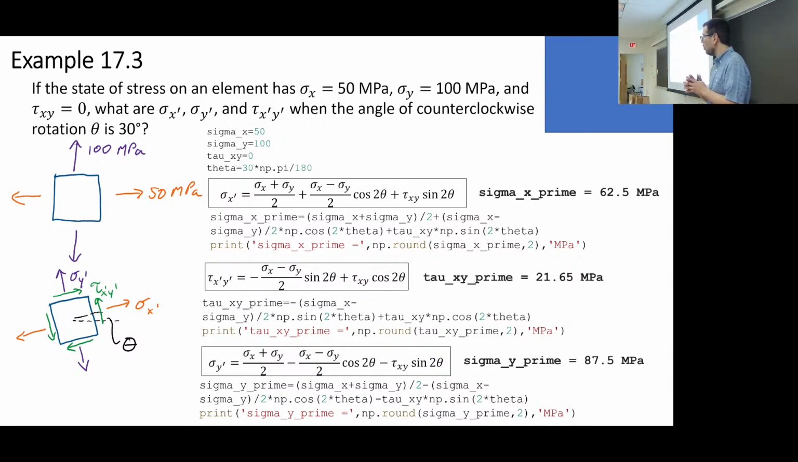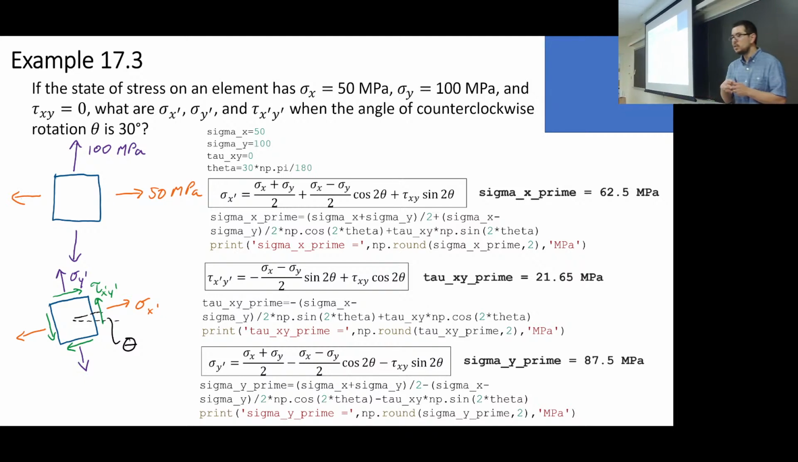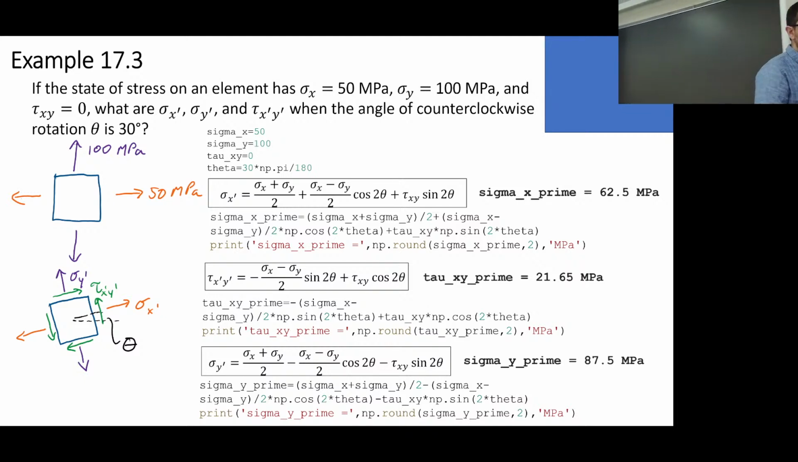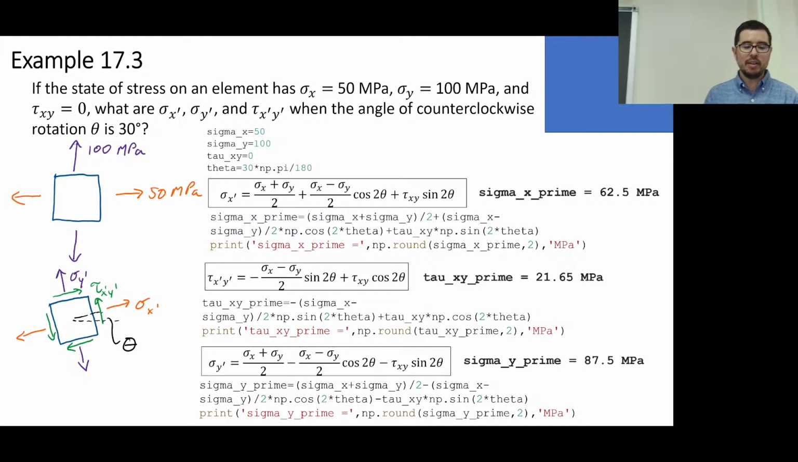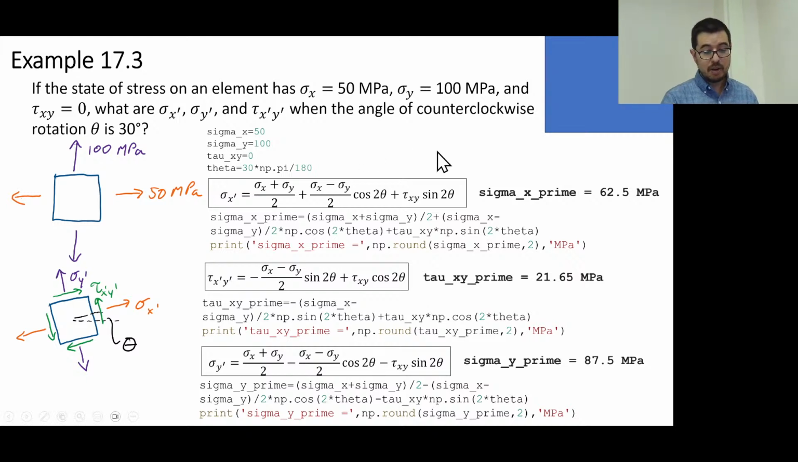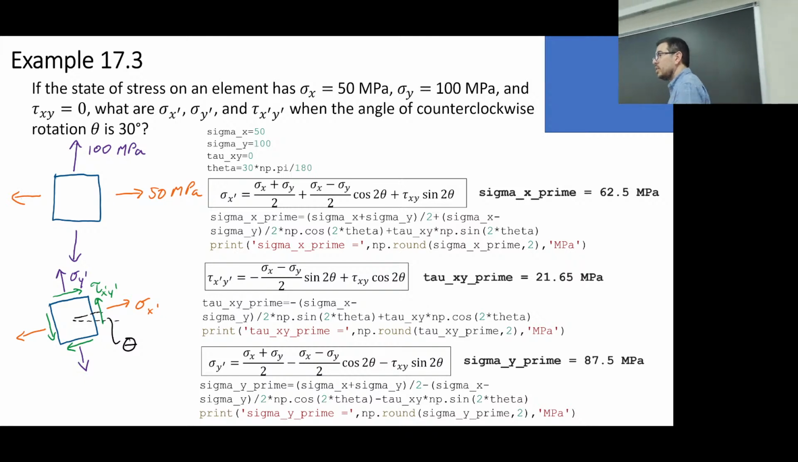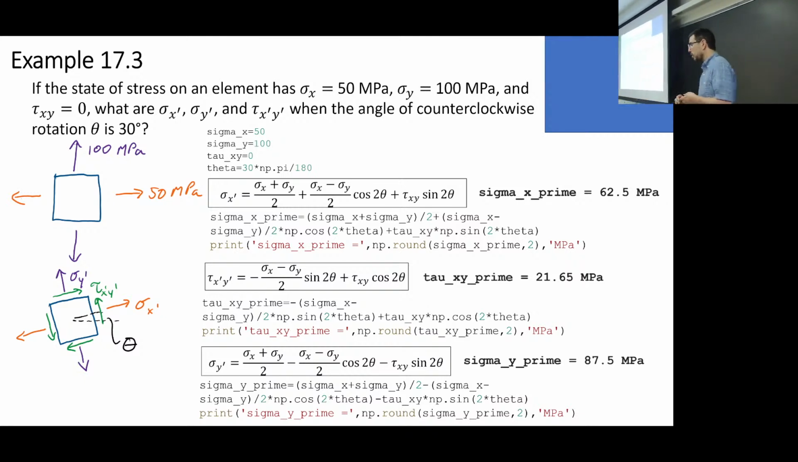Okay. So this is super fast if you have a calculator. Or maybe you program this into your programmable calculator. Whatever you want to do. But this is how you figure out these transformations very quickly.